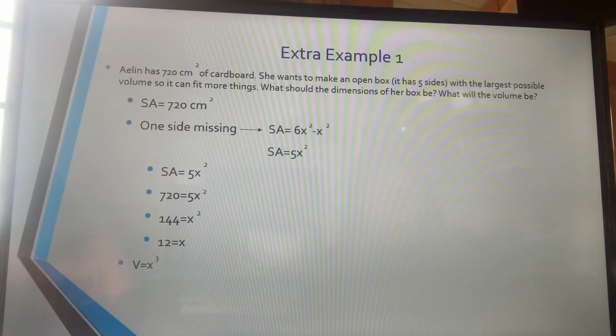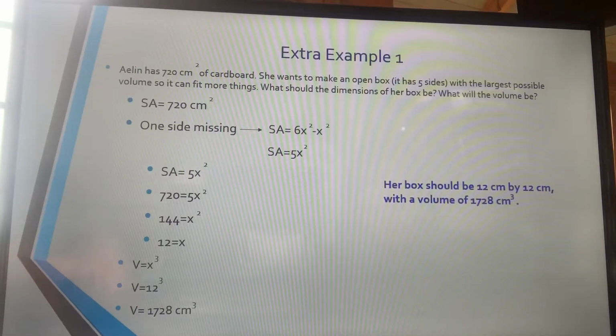Plug this into the volume equation and solve to get 1,728 centimeters cubed. Therefore, the dimensions of our box should be 12 centimeters by 12 centimeters with a volume of 1,728 centimeters cubed.